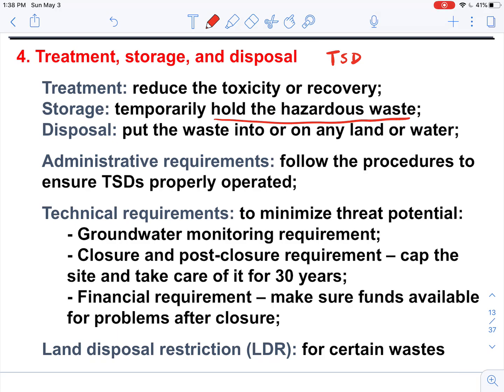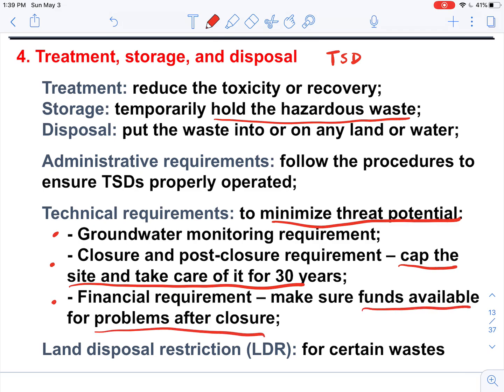There are also technical requirements for the TSD process to minimize the threat potential. For example, you need to monitor the groundwater for the concentration of toxic or hazardous material, and there are closure and post-closure requirements, right? People have to keep the site and take care of it for 30 years. If pollutants are emitted out of these storage sites, people have to be responsible for their hazardous materials. And there are also financial requirements to make sure that funds are available for problems after the closure.